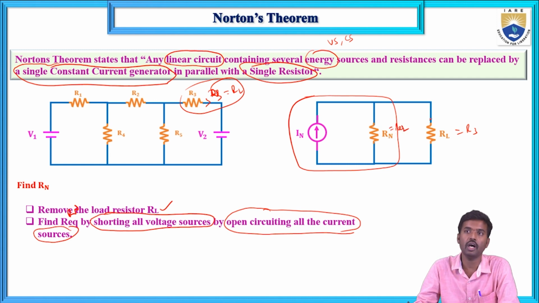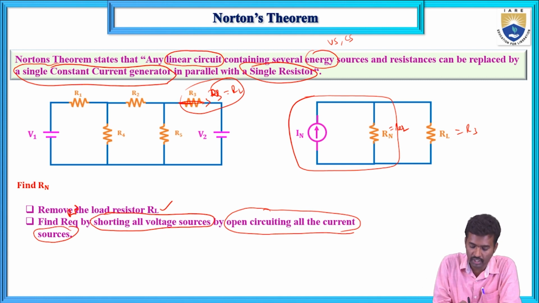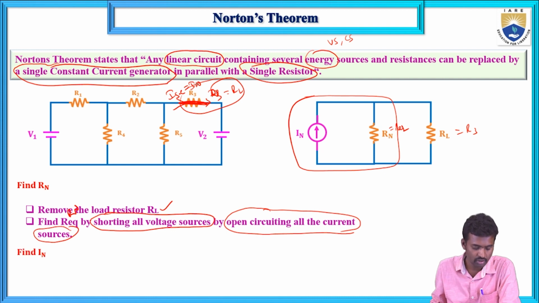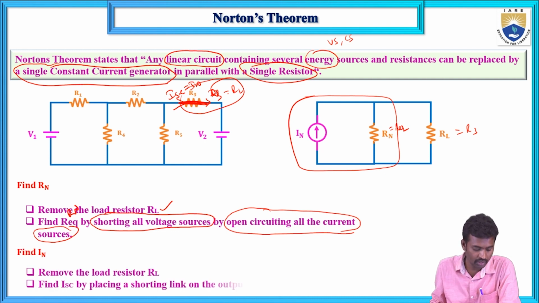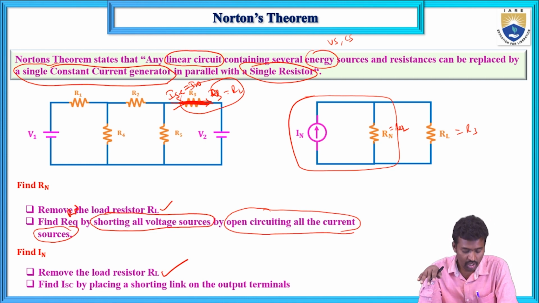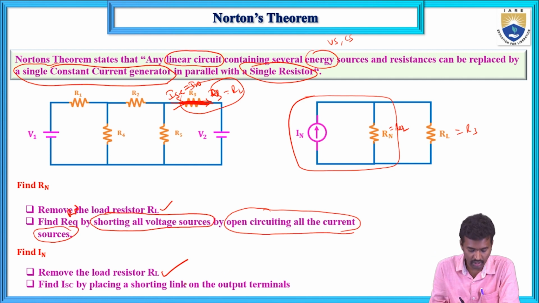Now how do we calculate the IN? Same thing here, remove the load resistance from the given circuit. Remove this load resistance and short the load terminals, calculate the short circuit current, and that short circuit current is known as IN. So see the steps here. To find IN, remove the load resistance from the given circuit and short the load terminals. This load resistor is replaced by a short circuit. Calculate the short circuit current. That short circuit current ISC is known as IN. This is the short circuit current across the load terminals.